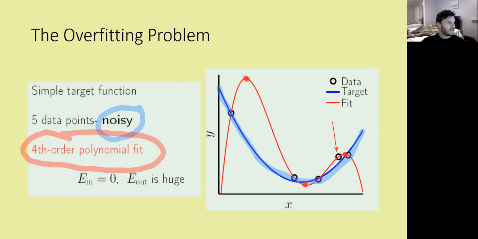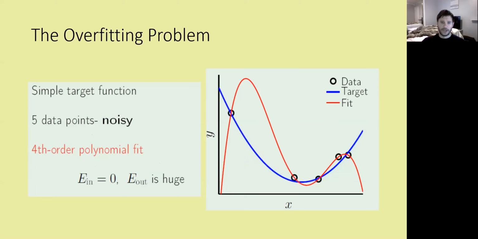In fact, if you look at that red function, our fit, that is the model that we've built. The red function fits the data perfectly. We have an in-sample error of 0. However, if you look at how well that model does at predicting the actual data generating process, you'll note that there is a lot of room for improvement.